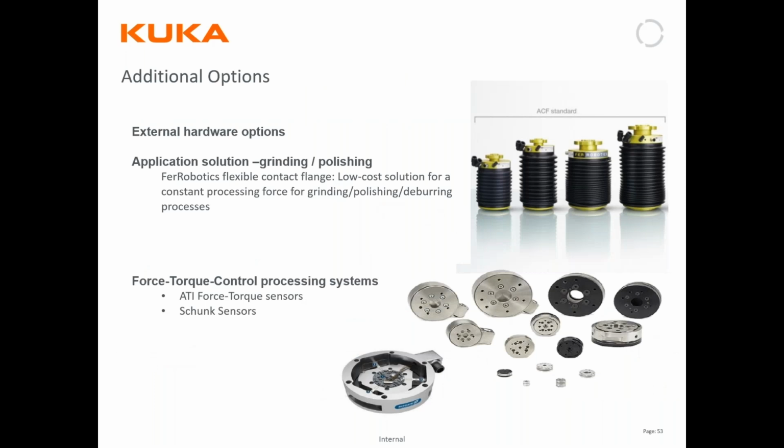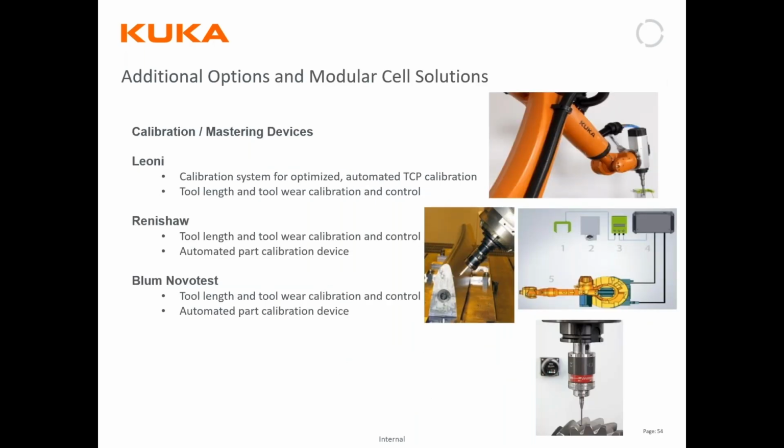Some external hardware options, depending on the application: you can choose grinding or polishing tools. You can also access force torque sensors from ATI or Schunk. Then the last one is the calibration devices. These calibration devices can be used for calibrating your tool during the process. Leoni is the calibration system for optimized automated TCP calibration, whereas Renishaw and Blum Novotest are for tool length and tool wear calibration and controls.